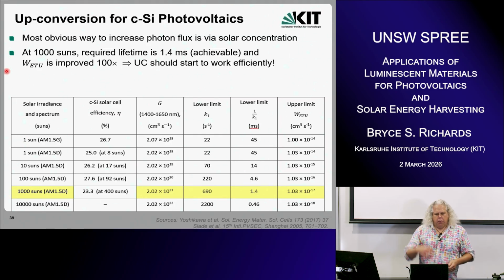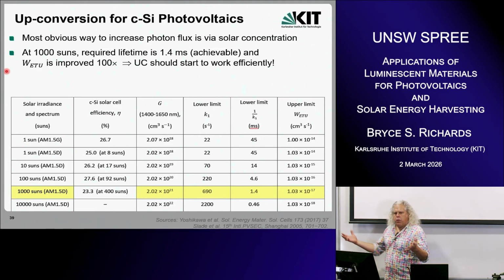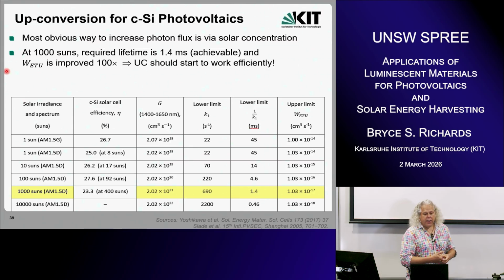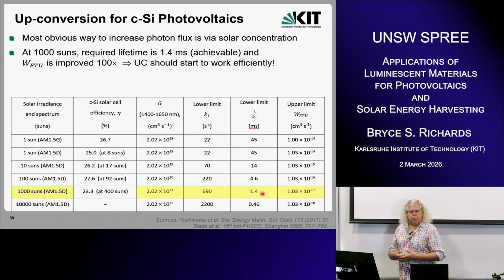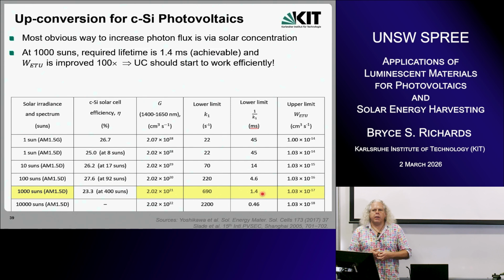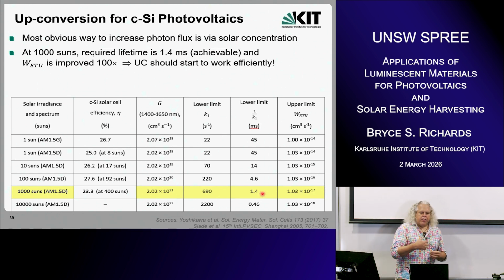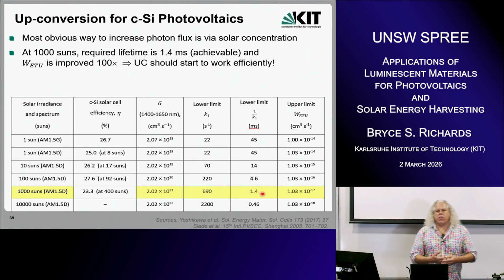So the most obvious way to do this is to take lenses, mirrors, whatever, and concentrate the light. So we just increase the photon flux via solar concentration. And it turns out if we go from 1 sun up to 1,000 suns, then the required lifetime we need in our system is a little bit over 1 millisecond. And this is actually feasible because, as I mentioned before, the lifetimes we're working with are indeed on the order of a millisecond.